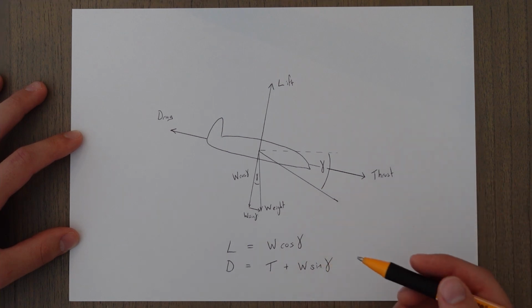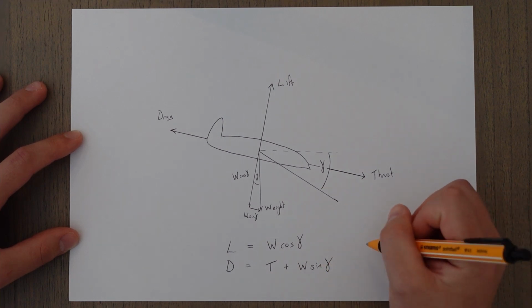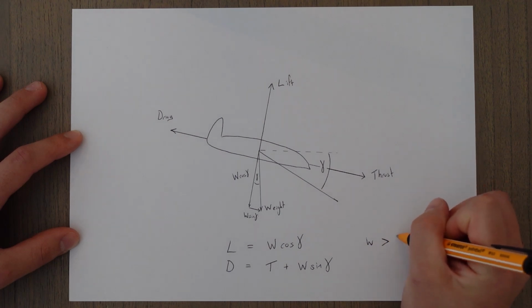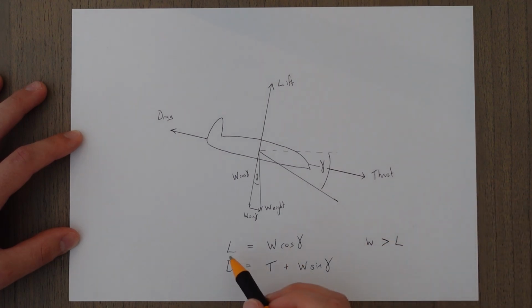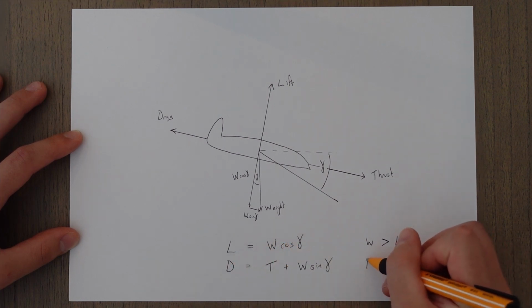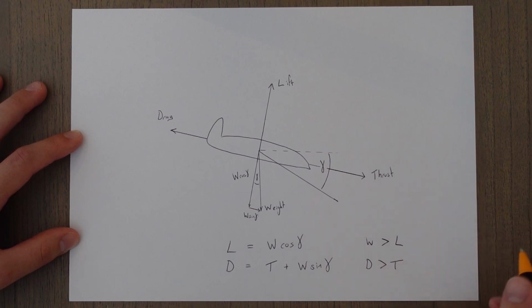This means that in the descent, the weight is greater than the lift because you're only balancing the lift out with a proportion of the weight. It also means that the drag is greater than the thrust. You've got a bit of thrust here that is balanced out by the drag, but the drag also has to be large enough to account for the proportion of the weight here.